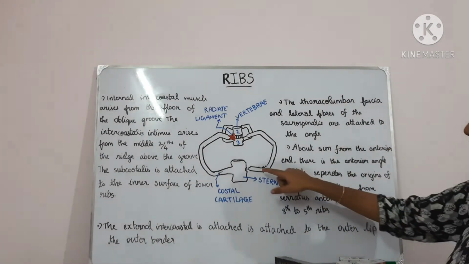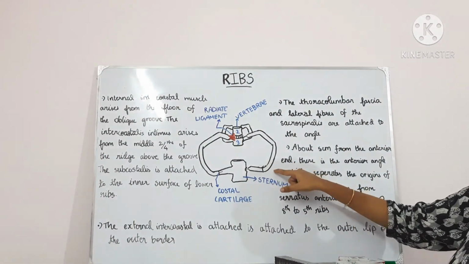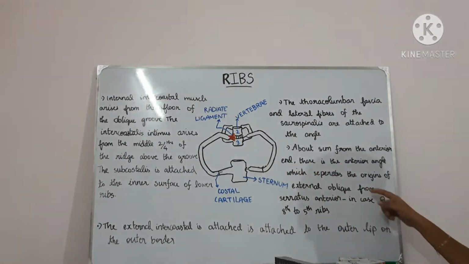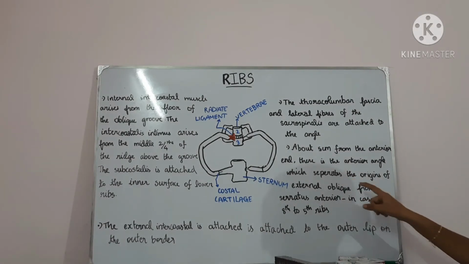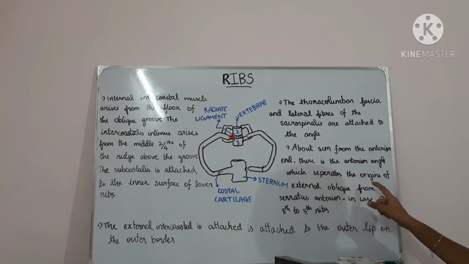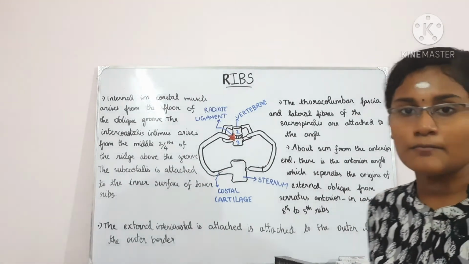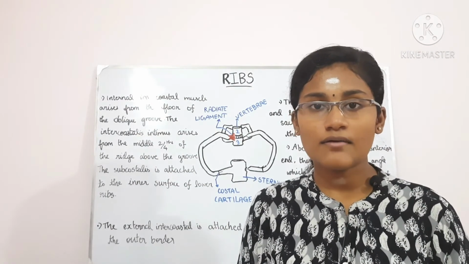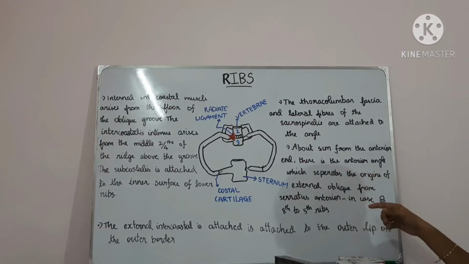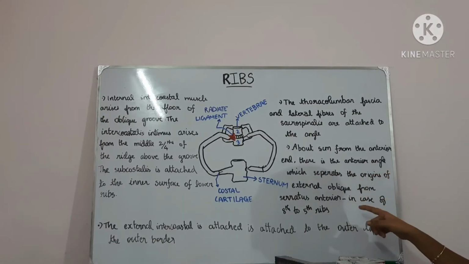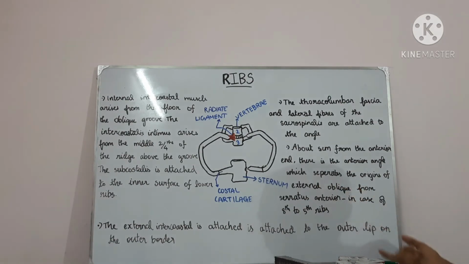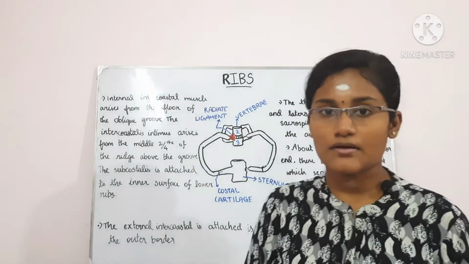So there is an indistinct oblique line at 5 centimeters and it is called the anterior angle, and it separates the origins of the external oblique muscle from the serratus anterior muscle. This is for the 5th rib to the 8th rib, but the 9th rib and the 10th rib have a different condition. For them, the anterior angle separates the external oblique muscle and the latissimus dorsi muscle.